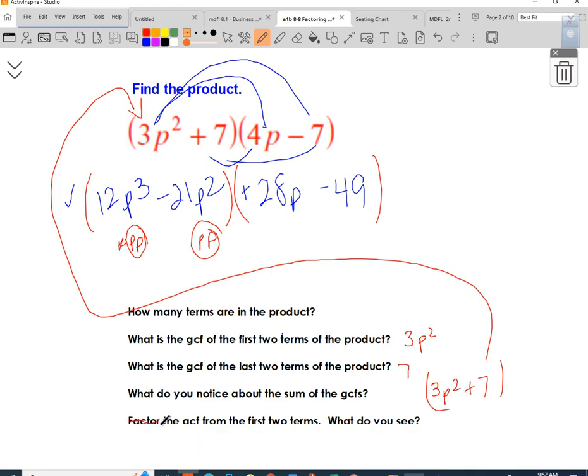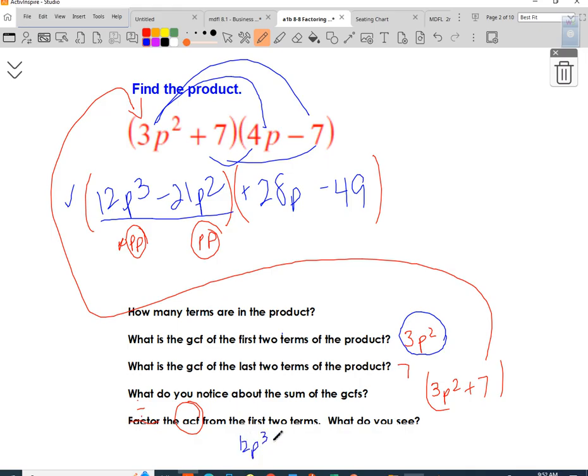What if we divide the greatest common factor from the first two terms? So the greatest common factor of the first two terms is 3p squared, right? If we take 12p cubed minus 21p squared and we divide it by that greatest common factor, let's see what we get.